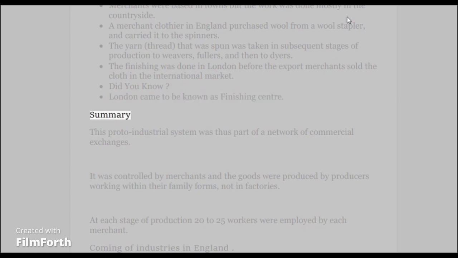Summary: This proto-industrial system was thus part of a network of commercial exchanges. It was controlled by merchants and the goods were produced by producers working within their family firms, not in factories. At each stage of production, 20 to 25 workers were employed by each merchant.